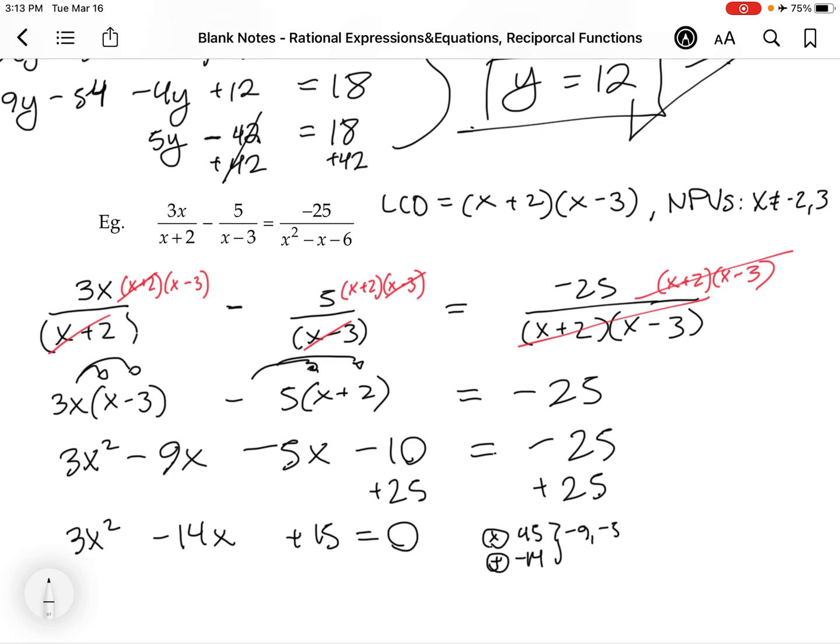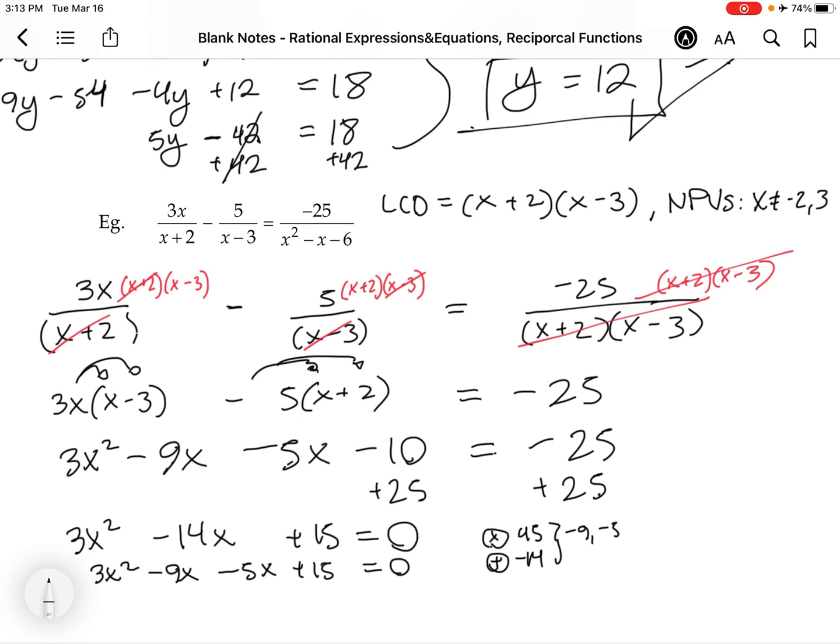Right? Because 9 times 5 is 45. So the negatives would also work: if you multiply the two negatives together, you're going to get 45 as well, and those add to 14. Okay? So if I did a decomposition, I would have 3x squared minus 9x minus 5x plus 15 equals 0.